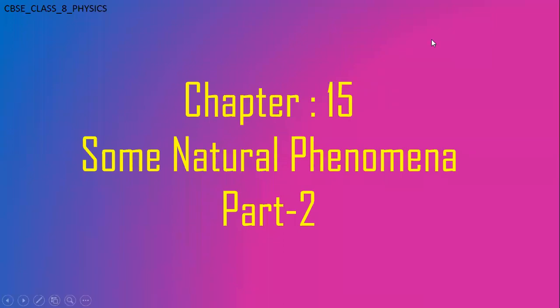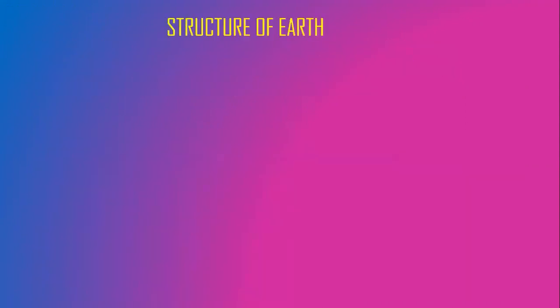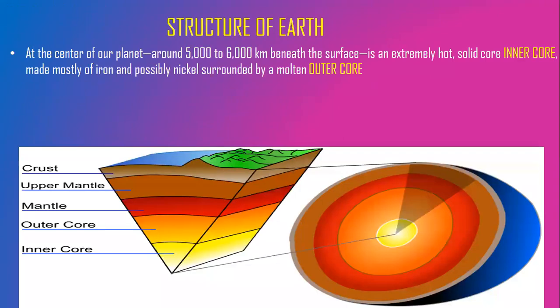Hello everyone, let us continue chapter number 15, Some Natural Phenomena. In this video, we will be learning about earthquakes. An earthquake, also known as a quake, tremor or trembler, is the shaking of the surface of the Earth resulting from a sudden release of energy in the Earth's lithosphere that creates seismic waves, and it is the most highly destructive natural phenomenon. Let us learn about the structure of the Earth.